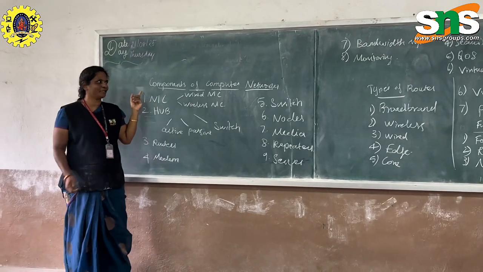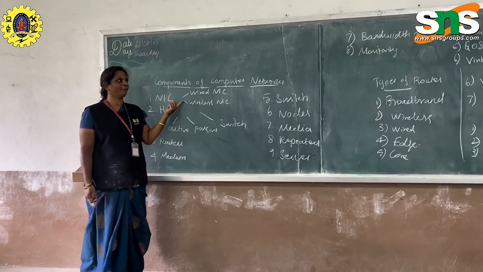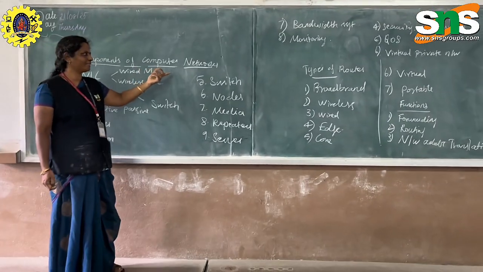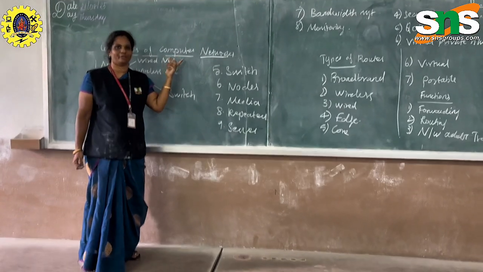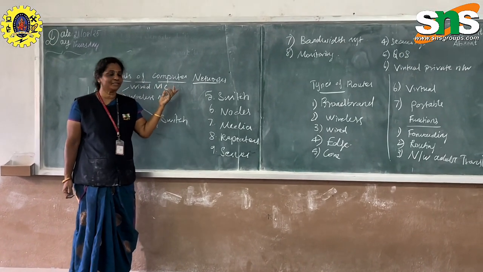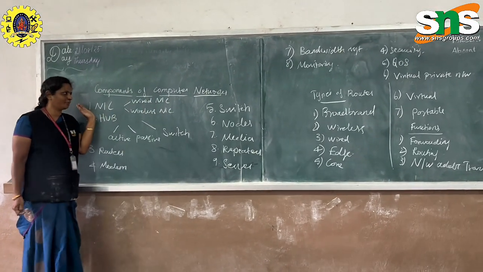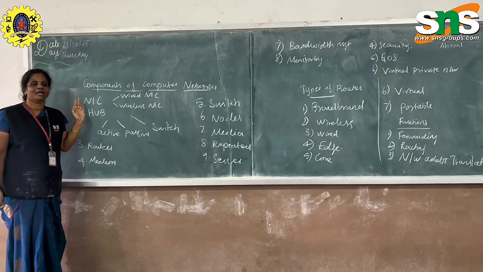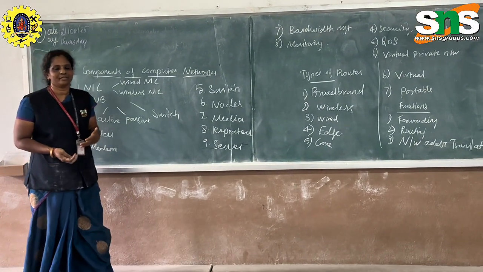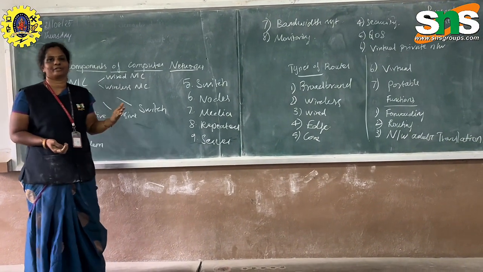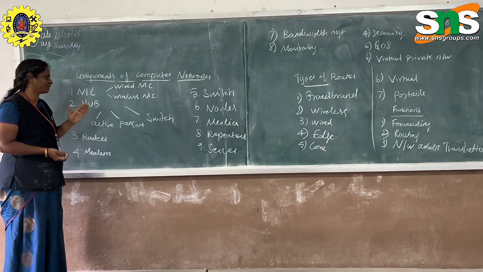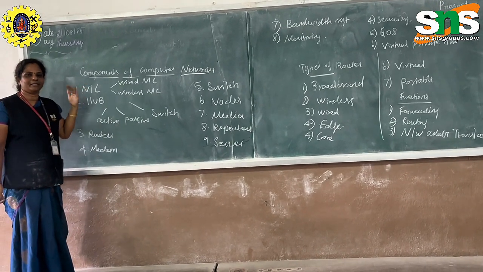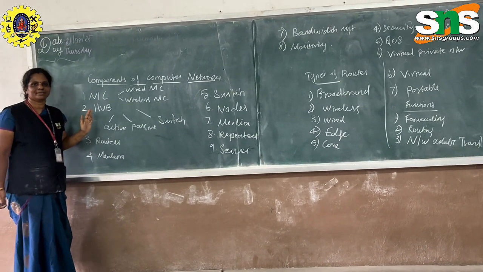Today we are going to discuss the components of computer networks. In the previous class we discussed what computer networks are and what the requirements are. Now we are discussing the components, that is, the hardware: how we can connect our devices, then how we can communicate and transfer the data from source to destination. For that we are using these components or devices.